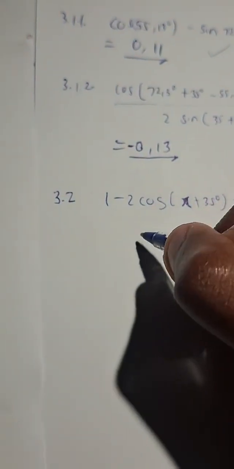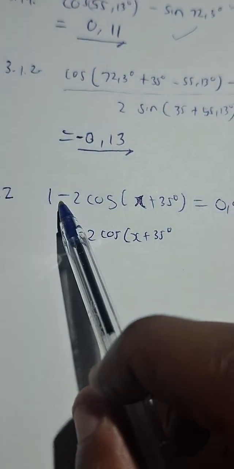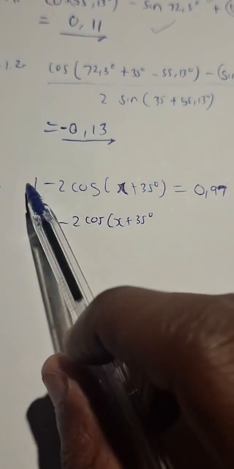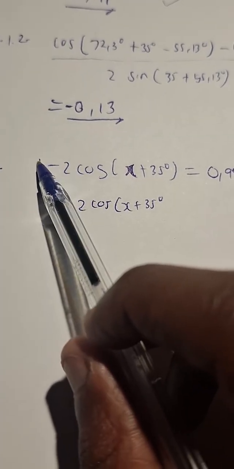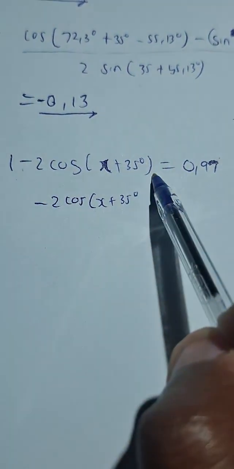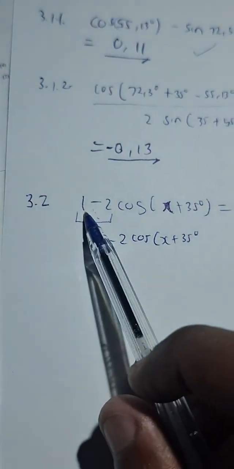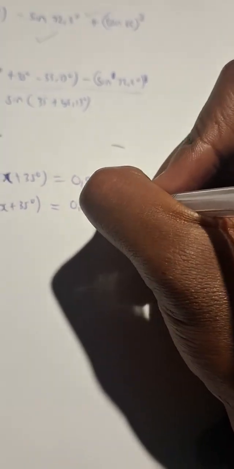1 minus 2 cos. So this 1, we can transpose it. We get left with negative 2 cos(x plus 35 degrees). Be very careful, guys. You don't say 1 minus 2. You can't subtract this negative 2 from this 1 because the negative 2 is multiplied to the cos, so subtraction cannot happen between these two. Sometimes learners make that error and think you can subtract 1 minus 2. No, you can't. We take the 1, we transpose it. That means 0,97 minus 1.